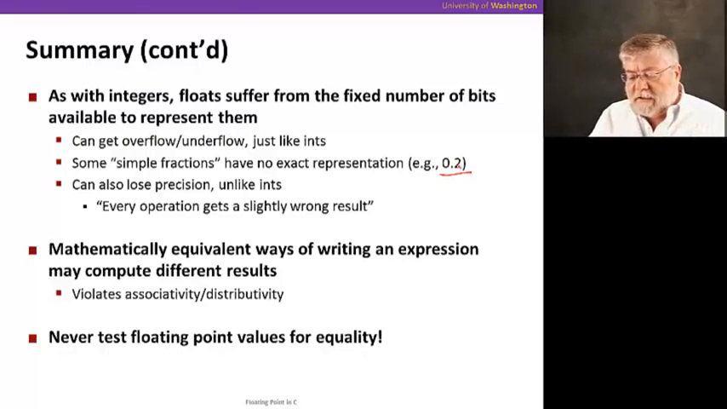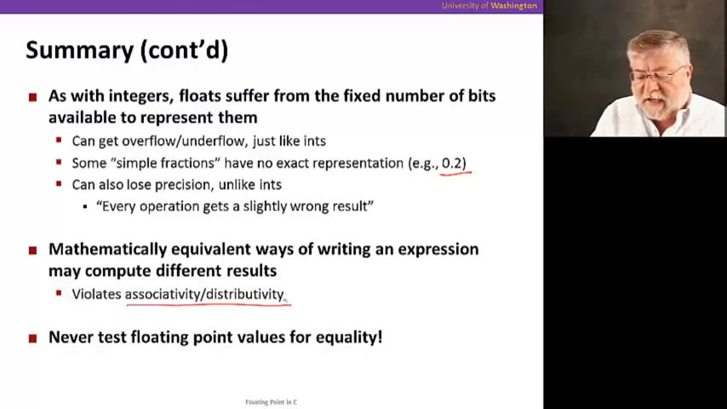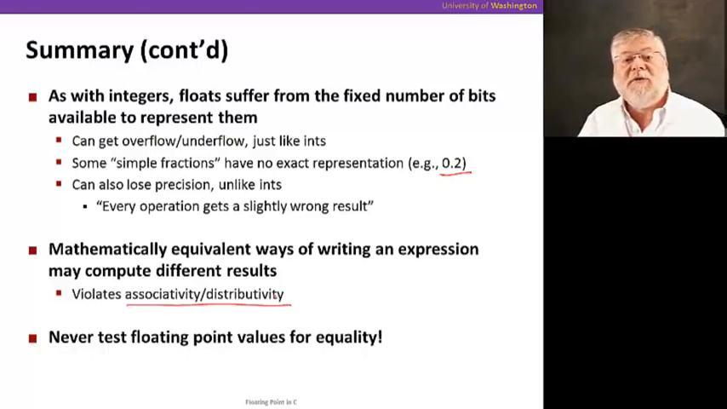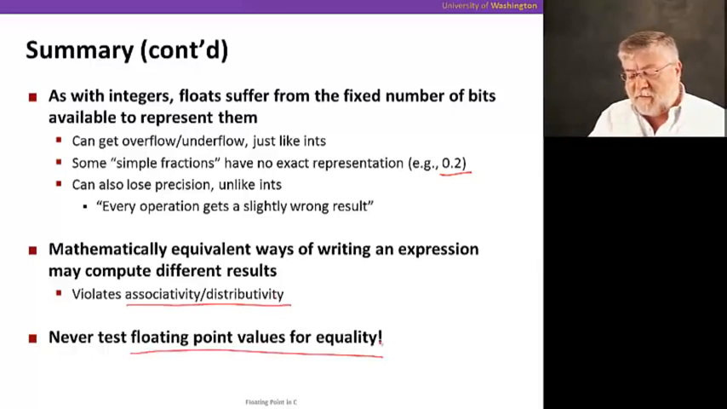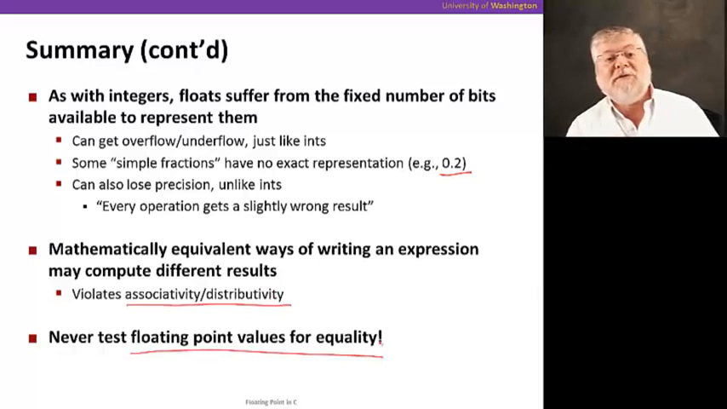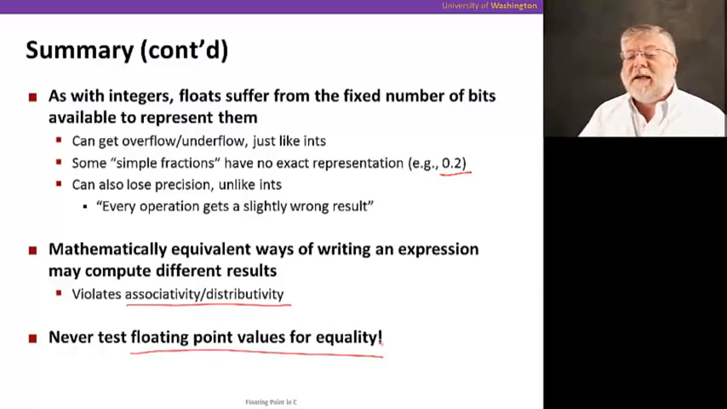Okay. The other thing we need to remember is that we might get different results as we apply associativity and distributivity. Those laws do not apply in floating point numbers because of these inexact results to every operation. And lastly, yet again, I want to remind you, never test floating point values for equality. Okay, that can get you in a lot of trouble because of these rounding effects. All right, that concludes our discussion of number representations.